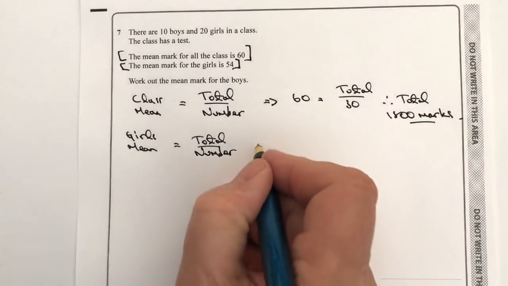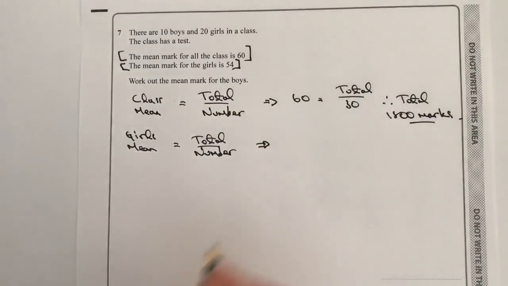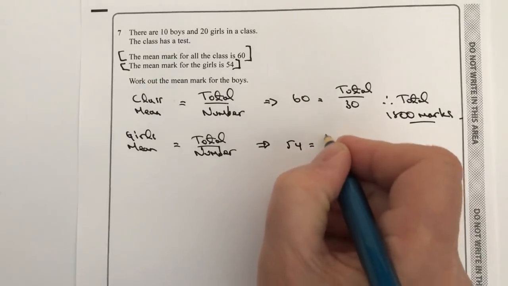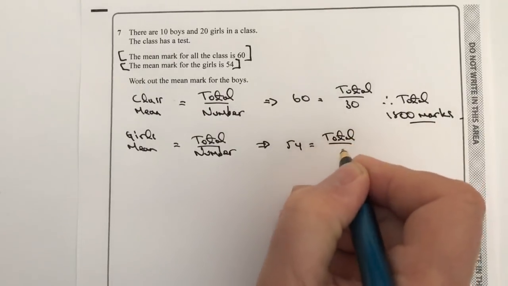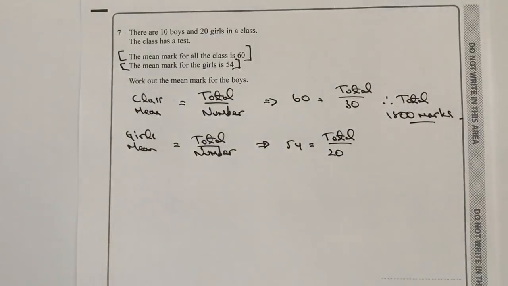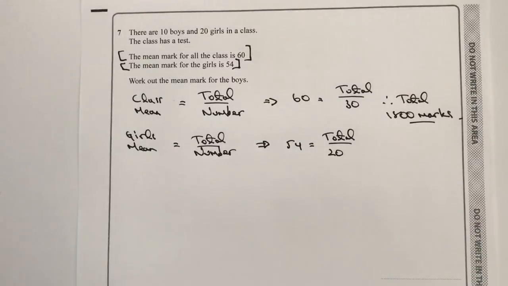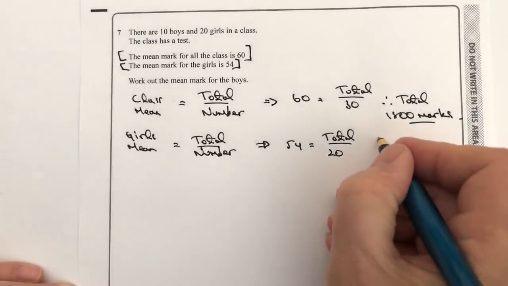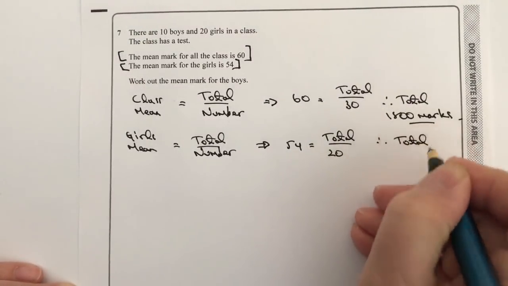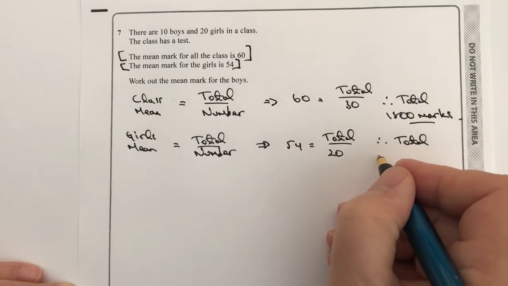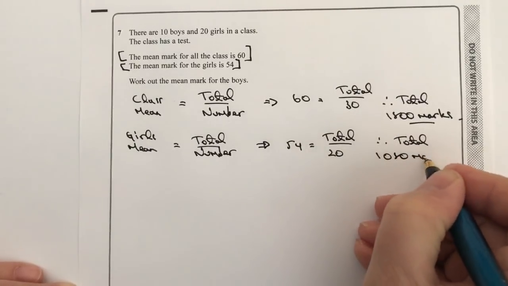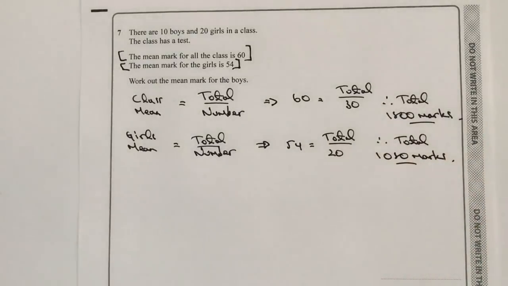So let's do the same exercise. We're told that the mean mark for the girls is 54. That's going to equal the total number of marks that the girls were awarded, but we know there's 20 of them. So I can then work out by multiplying 54 and 20. Now I know that's 1080, but again you might need to do your own calculation. So therefore the total for the girls is going to be 1080 marks. Well, that's great because now I'm in a position where I can work out the number of marks that the boys actually got.